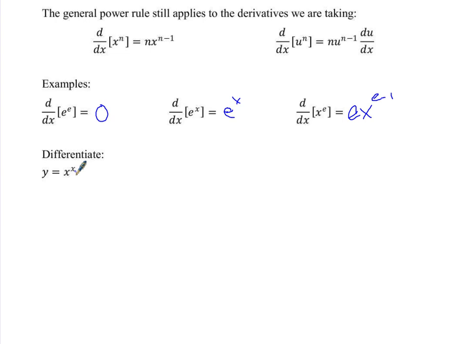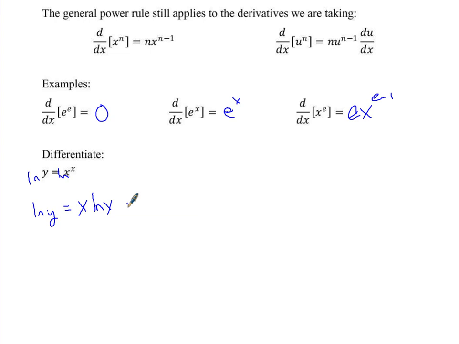Well, we can't handle a variable that's in the exponent and in the base at the same time. So we need to figure out a way to get rid of either the base or the exponent. And the way that we do that is by applying natural log to both sides. As soon as I do that, I can rewrite this as the natural log of y equals x times the natural log of x. Now I can take that derivative.